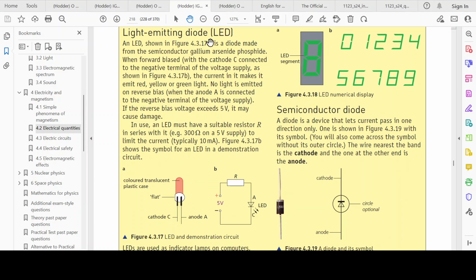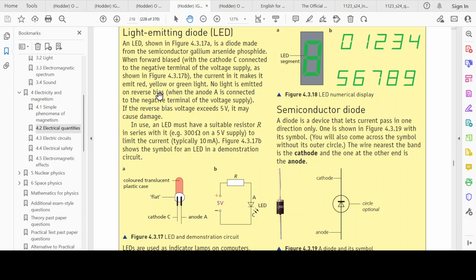Okay, an LED, right? So we're all familiar with LEDs. They're light emitting diodes, right? It's shown over here in figure 4.3.17a, a diode made of a semiconductor, gallium arsenide phosphide. When forward biased, with the cathode C connected to the negative terminal of the voltage supply, right over here, the current in it makes it emit red, yellow, or green light.